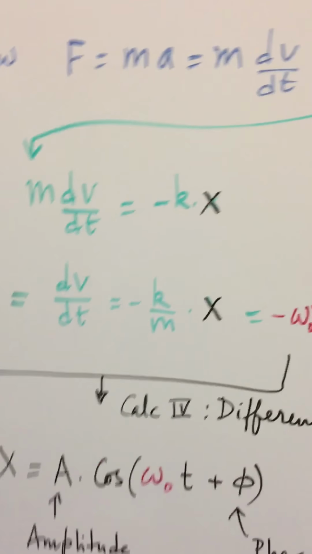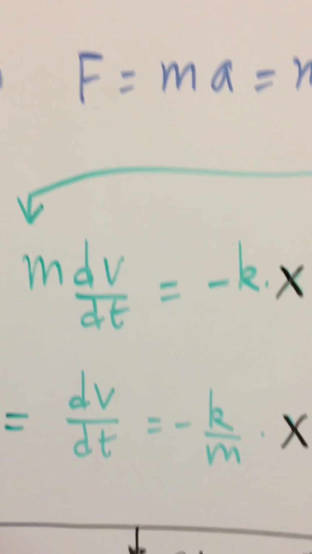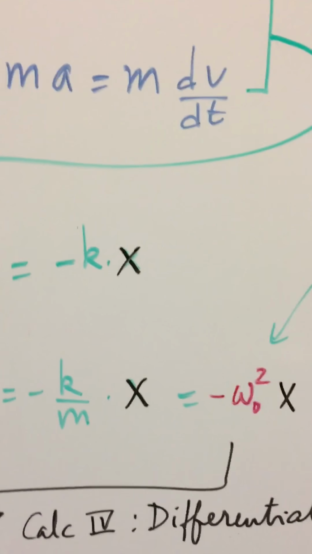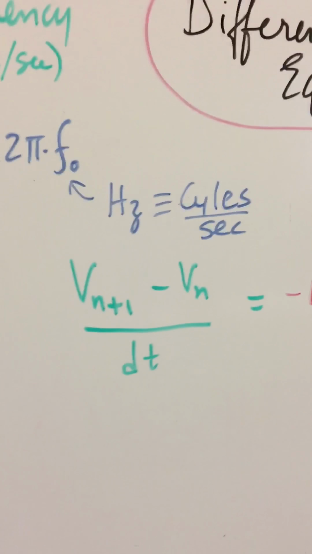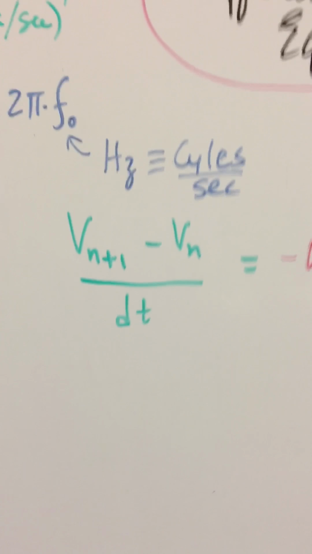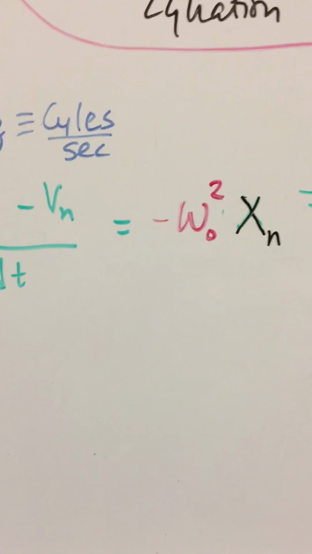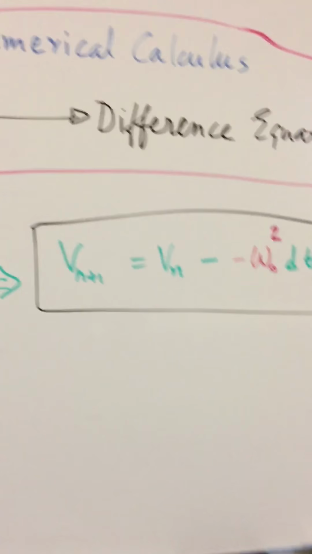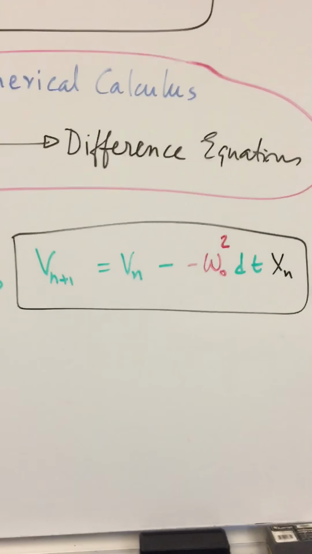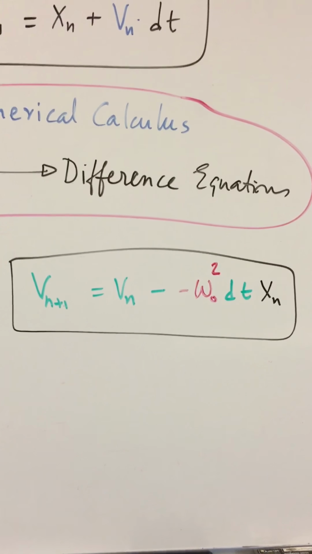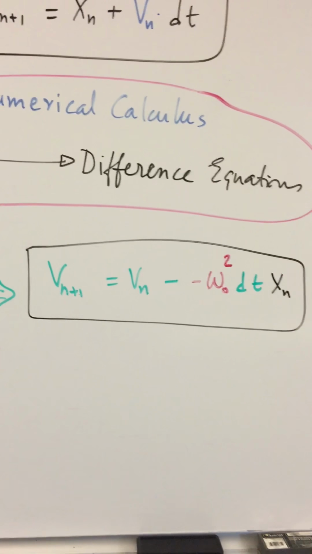Likewise, the equation for the velocity, rate of change of velocity: this is mass times dv over dt equal to minus kx. You can write that as dv, change in the velocity over time, equal to minus omega naught squared times x. That can be turned into this equation, basically a recipe for updating the velocities.